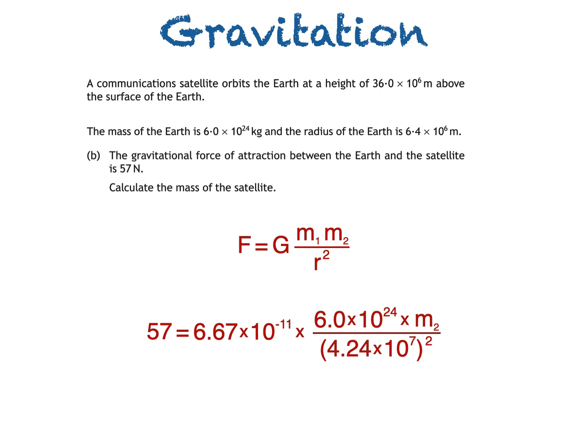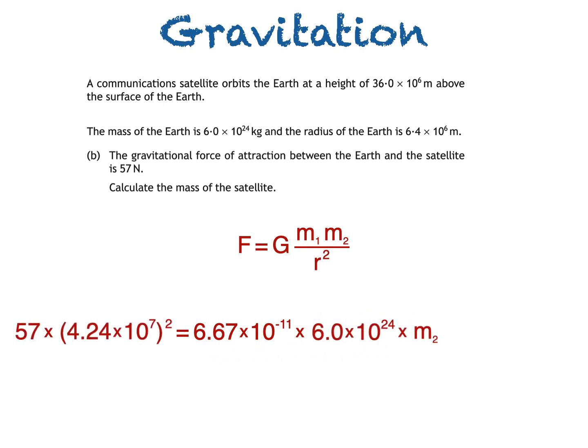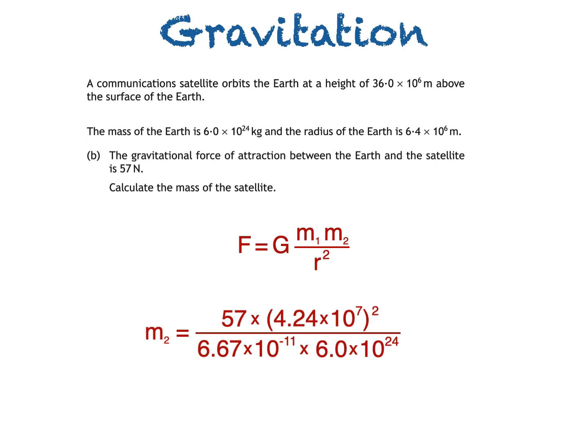Next, we can multiply both sides by 4.24 times 10 to the power of 7 squared, which gives us this. We can then divide both sides by 6.67 times 10 to the minus 11 times 6.0 times 10 to the power of 24, which makes M2 the subject of the equation. We then get a trusty calculator out, plug in the numbers, and it should give an answer of 256.05 kilograms, or 260 kilograms to 2 significant figures.